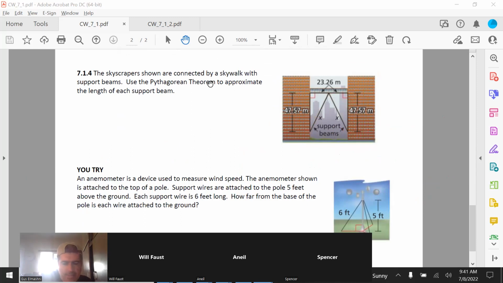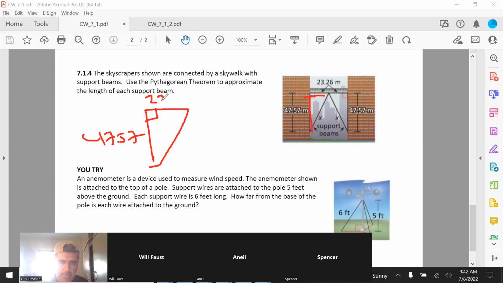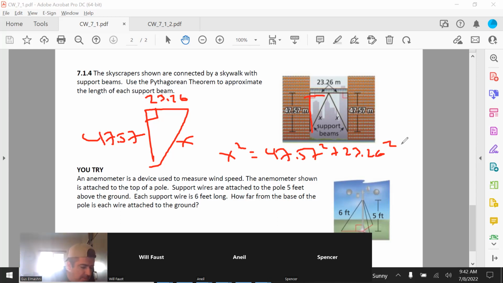She has to solve for x. I gather that this is 47.57, that's 22.26 twice. So not that hard. 47.57, 23.26, I'll call this x. So x squared will be 47.57 squared plus 23.26 squared. You just work it out. Root it.